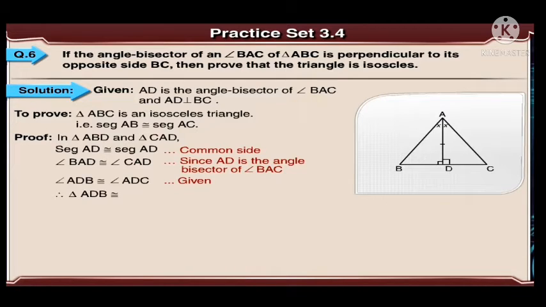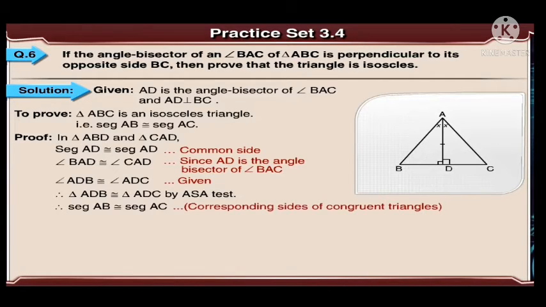Therefore, triangle ADB is congruent to triangle ADC by ASA test. Therefore, segment AB is congruent to segment AC, since they are corresponding sides of congruent triangles. That is, triangle ABC is an isosceles triangle.